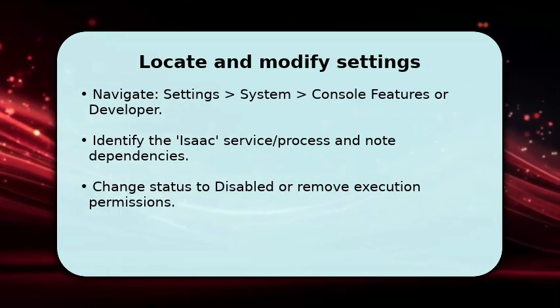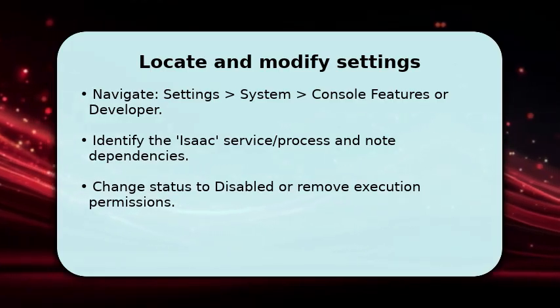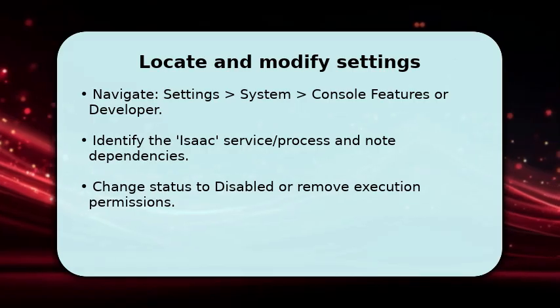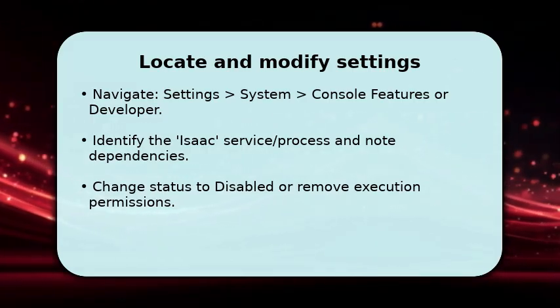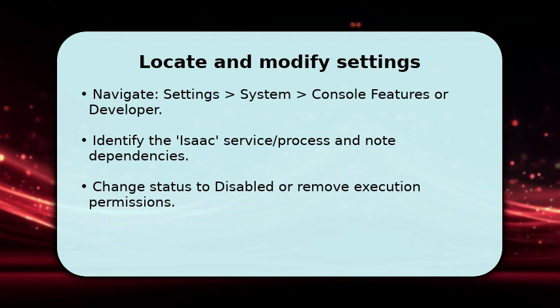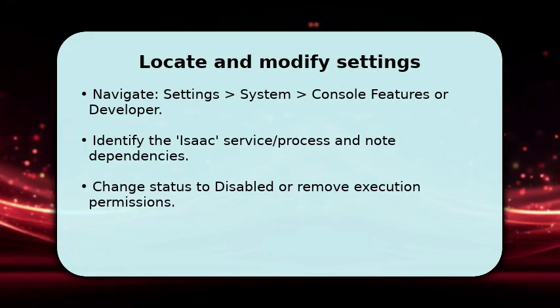Then change its status to Disabled or revoke execution permissions for the ISIC binary. You may need to edit a config file or use the console's permissions UI. Make sure to apply and confirm the change. This prevents the service from restarting automatically and avoids unexpected behavior.